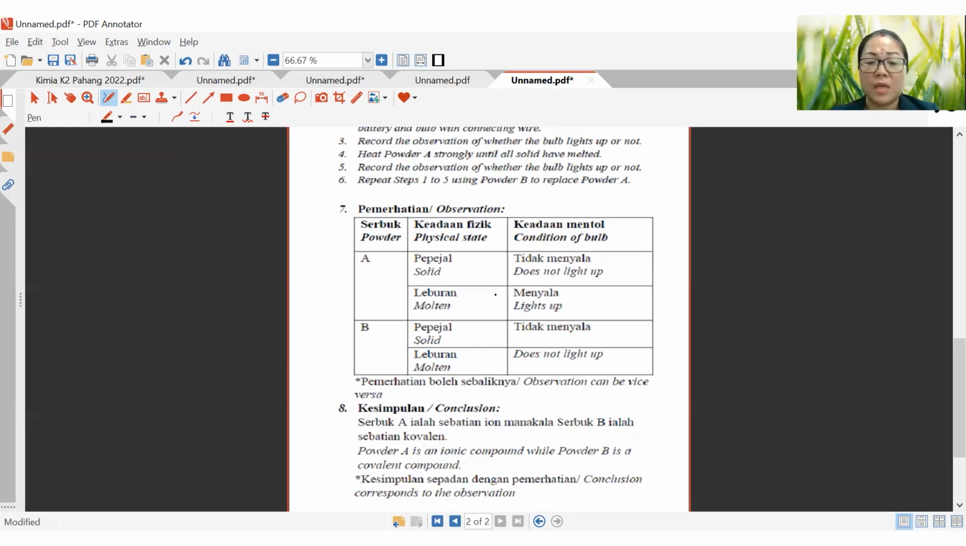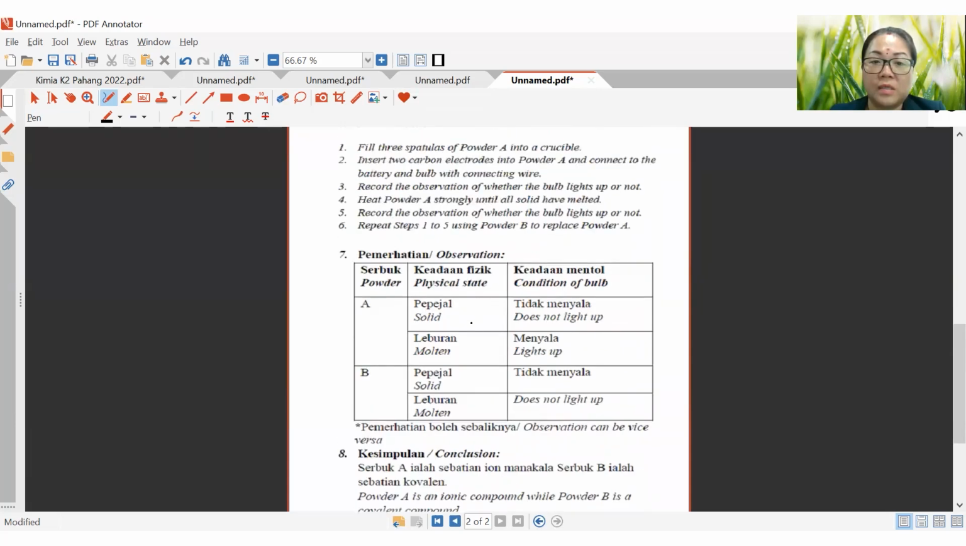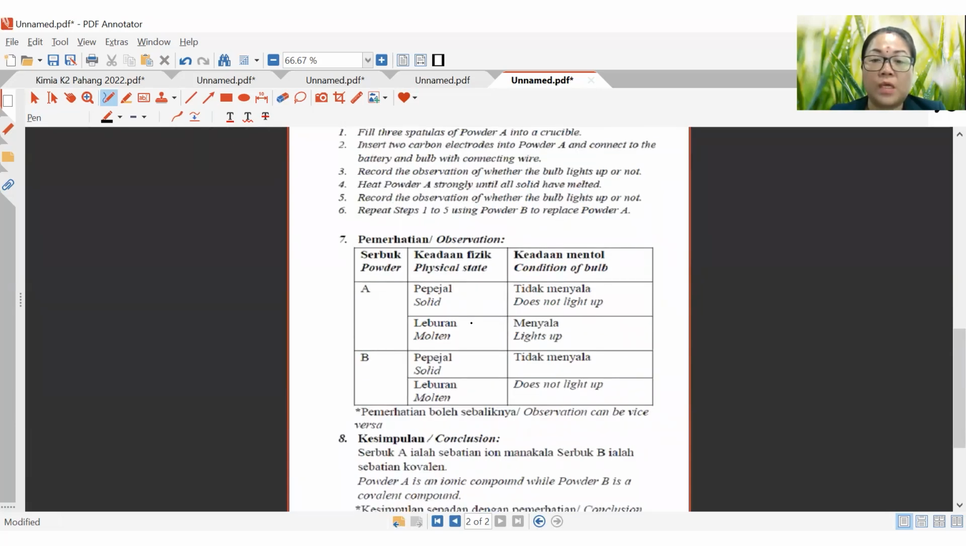All right. So in conclusion, we can conclude that powder A is an ionic compound, while powder B is a covalent compound because of the condition of the bulb. Because in powder B, the bulb does not light up at all in any condition. So that's how you get the full 8 points here. Every single step has to be stated. If you do not have connecting wire, you will not get your mark also.